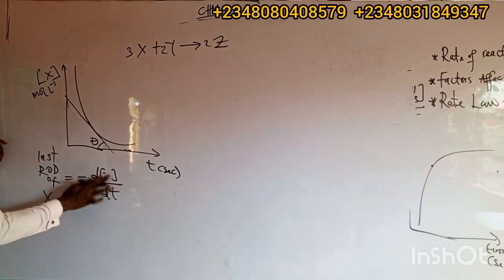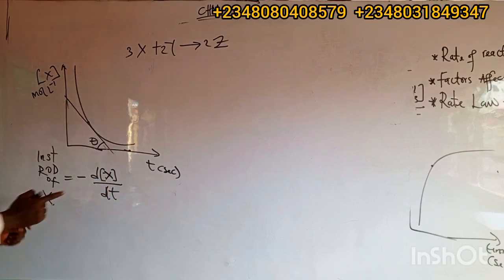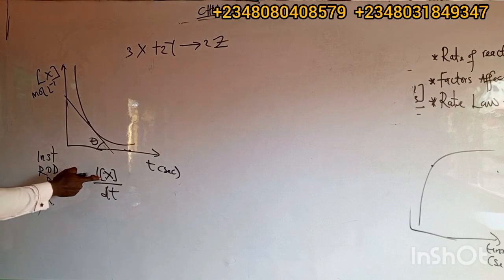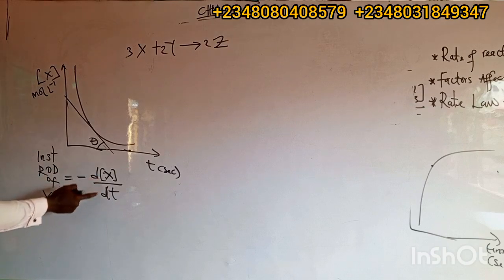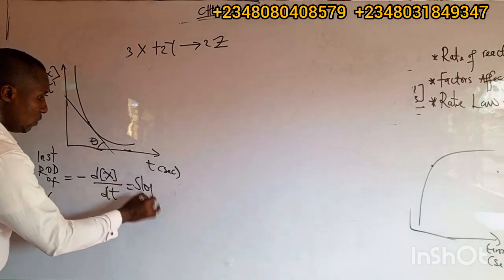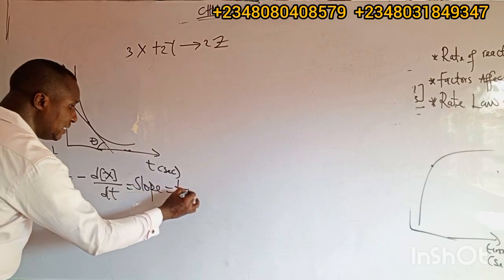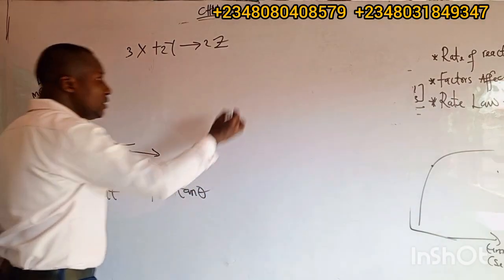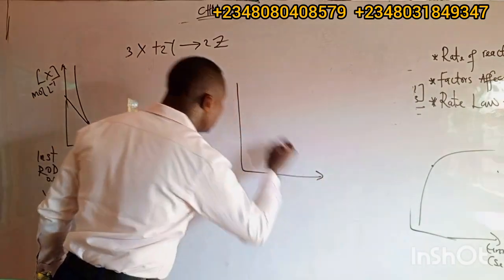Don't forget, I don't need the stoichiometric coefficient for rate of disappearance or appearance. I won't divide the concentration by the stoichiometric coefficient for this. Then equal to the slope, which is also tan theta. The slope for this.